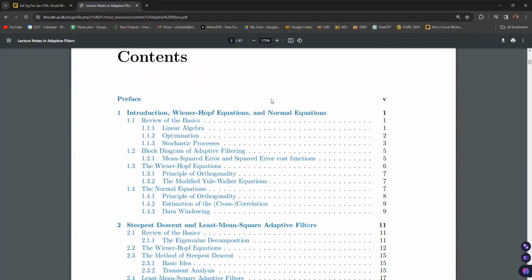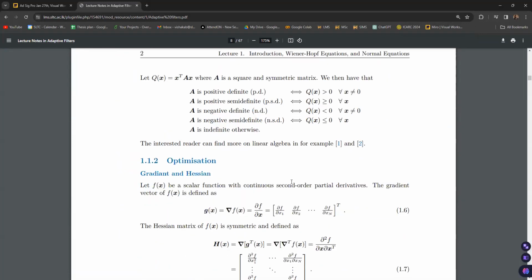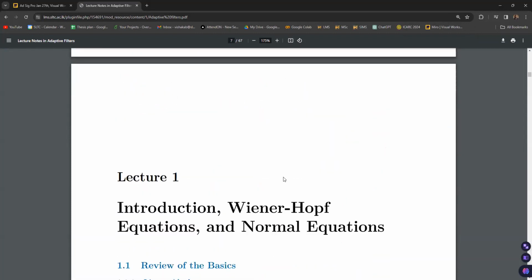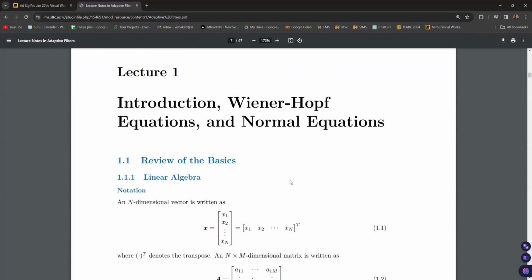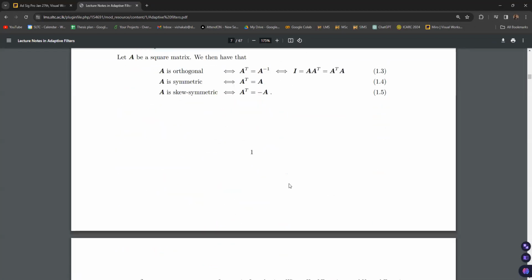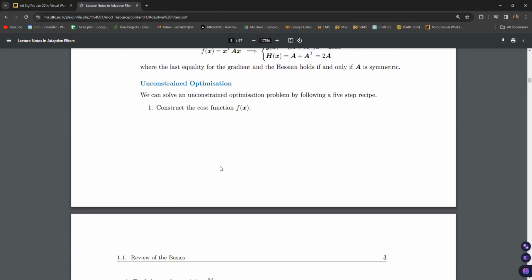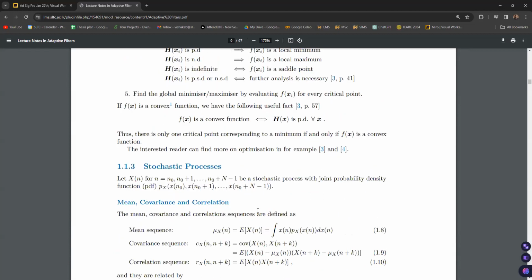I will be following this note, and I will be going through the most highlighting parts that are required for us to find the optimal filter coefficients, right? So this note gives you information regarding the introduction to matrices, linear algebra, and optimization, gradient and Hessian, and also how you can find the gradient, and how you can find the Hessian, and what Hessian means. Those things are mentioned in here.